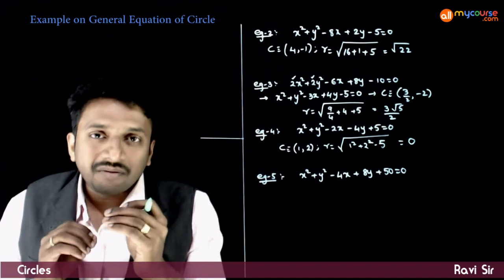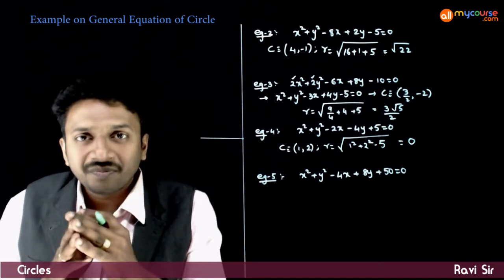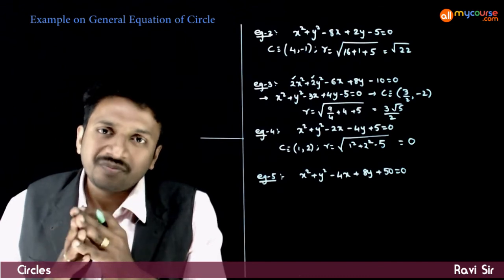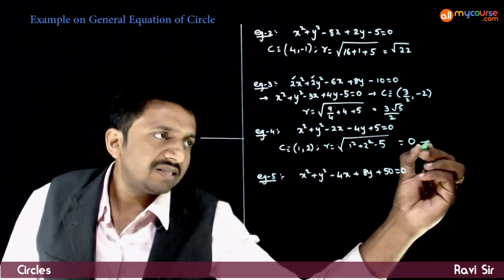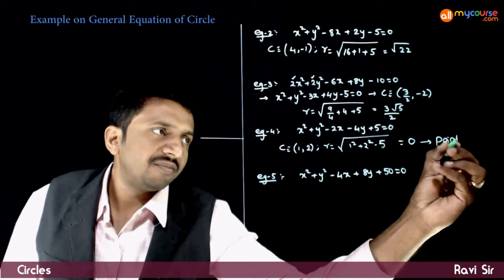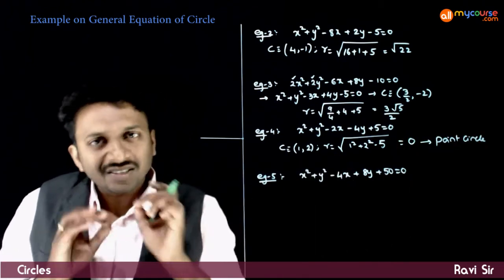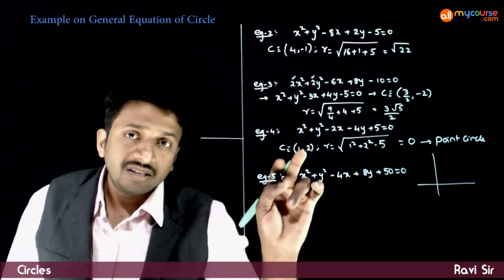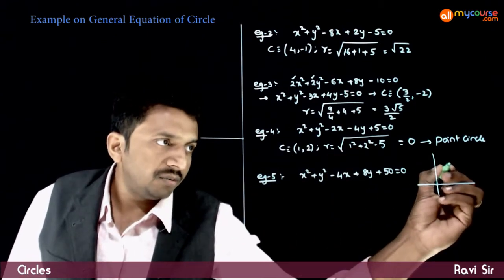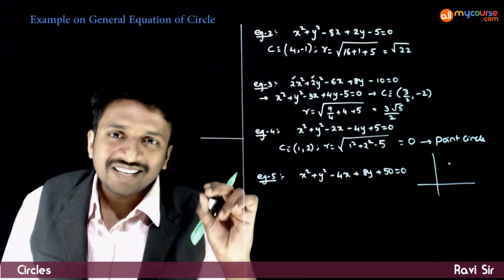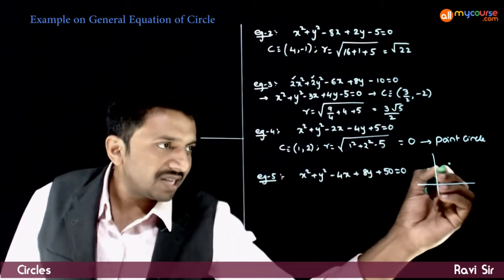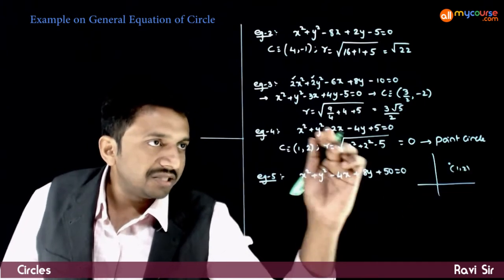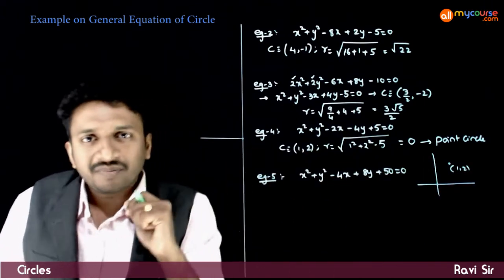So what is the meaning of the radius being 0? What do you understand by a circle whose radius is 0? Obviously, this represents a point circle. Point circle means it's just a point. That is, if you have the coordinate system, this equation is centered about 1 comma 2, with radius equal to 0. That means you just have this point. So this equation represents just this point, nothing else.